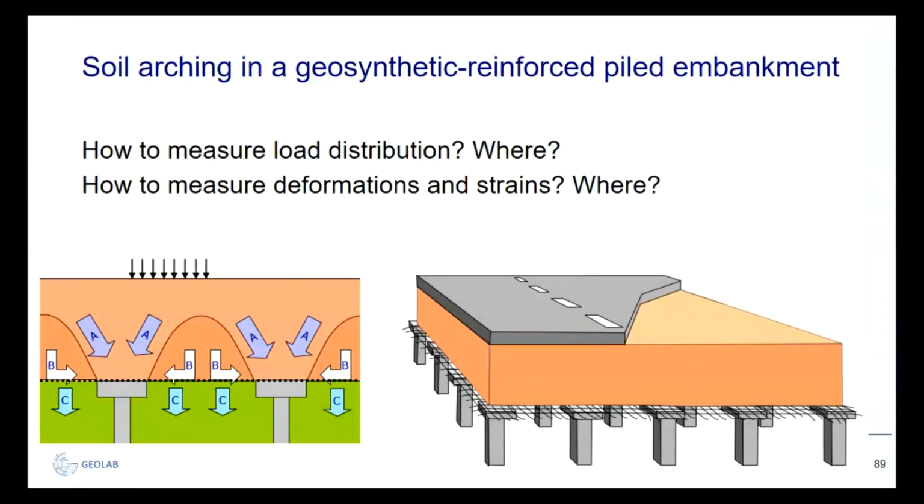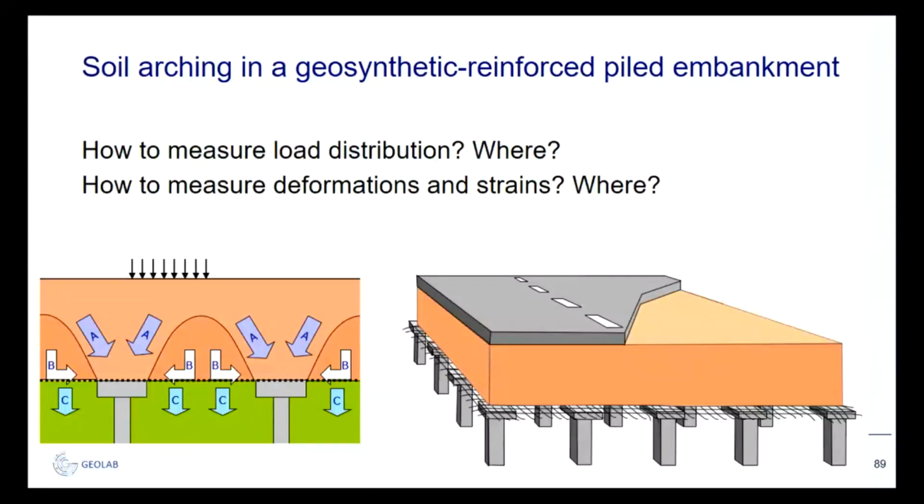What we want is to be able to calculate the strain in the reinforcement. Because if you have that and you have the stiffness, then you have the force, and then you can decide which strength is needed. And that strain in the reinforcement is calculated in two steps. The first step is that we divide the load into two parts. One part goes to the piles directly. And that's a relatively large part, and that's due to arching.